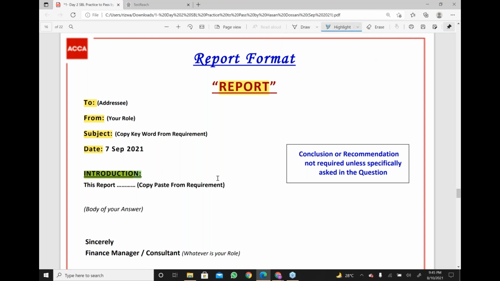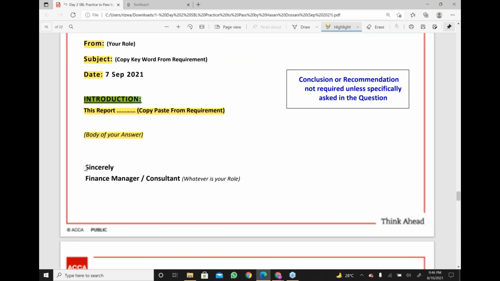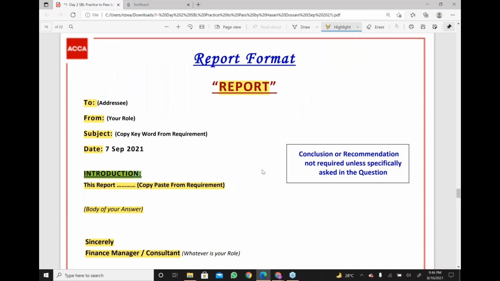There's an extra thing here, introduction. And then there will be a usual opening sentence that this report talks about the acquisition of so and so. Then there'll be the body of your answer, like 2, 3, 5, 10 paragraphs, depending on the marks. In the end, you will close your report by sincerely and your own name. Very similar. Conclusion or recommendation is not required unless specifically asked in the question. So again, it's 90% the same format as a briefing paper.